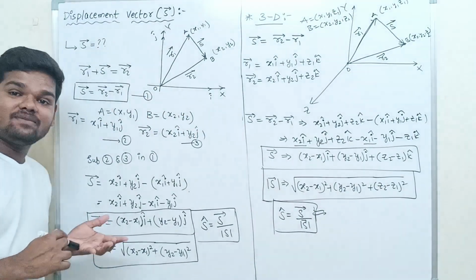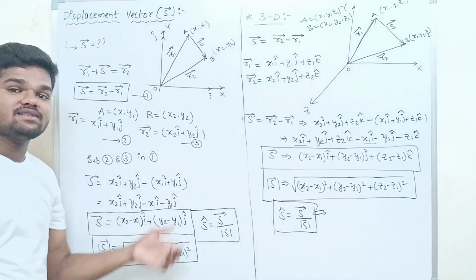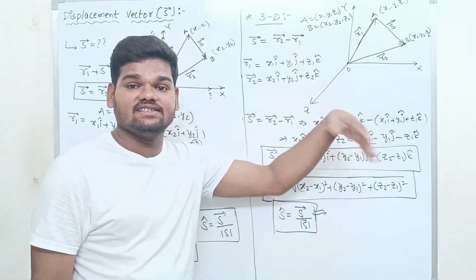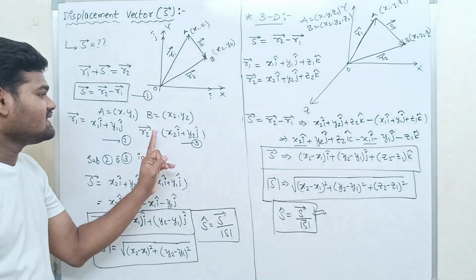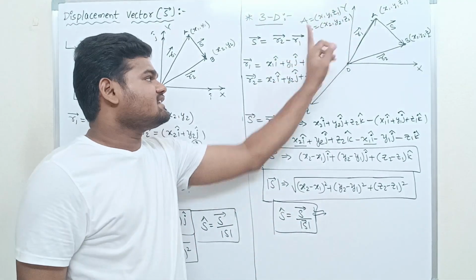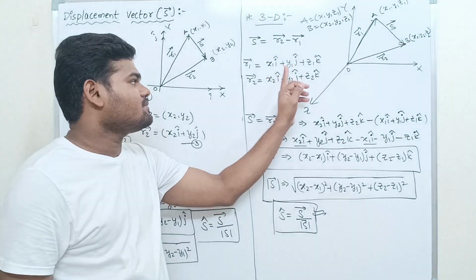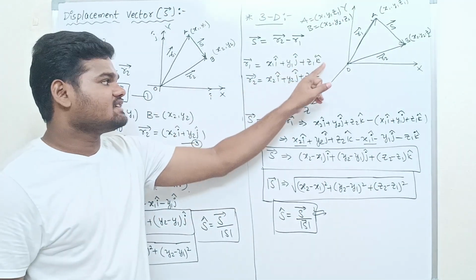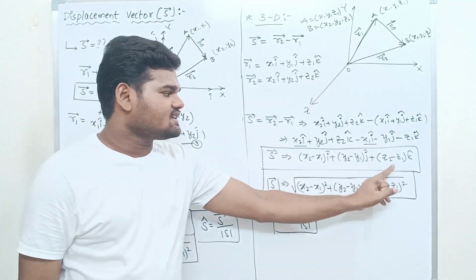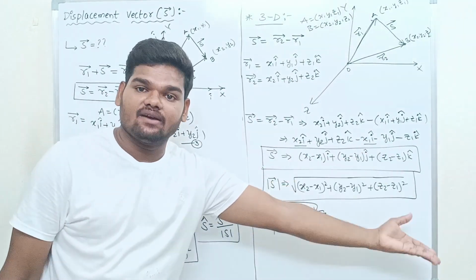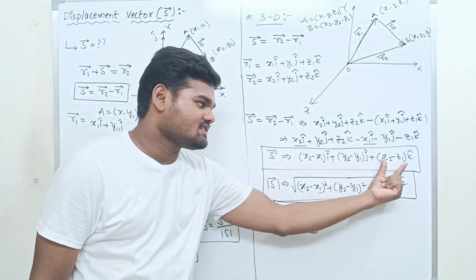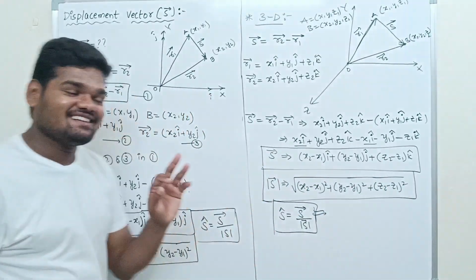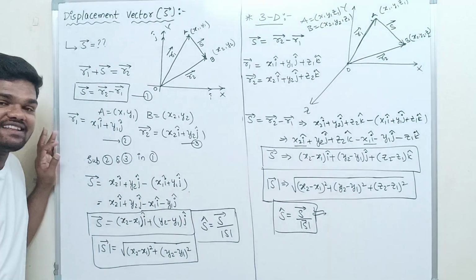Just as we found the displacement vector in a two-dimensional coordinate system, we did the same thing for a three-dimensional coordinate system, but the extra thing here is z1 and z2. Have a look: x1 i cap plus y1 j cap, and just the extra thing, it becomes (z2 minus z1) k cap. We added one small extra thing. Any difficulties? Any problem? Right. So just pause the video and write the notes.